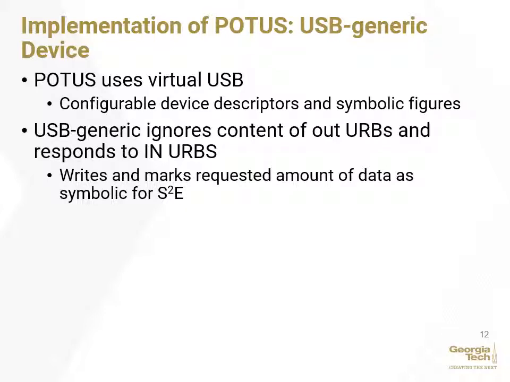So the USB device, a USB generic device that they used, was virtual. The device descriptors were configurable, and it allowed for a symbolic method for data transfer. The five descriptors are string, device, configuration, interface, and endpoint. This generic device is able to impersonate any USB device by changing its descriptors and its configuration files.